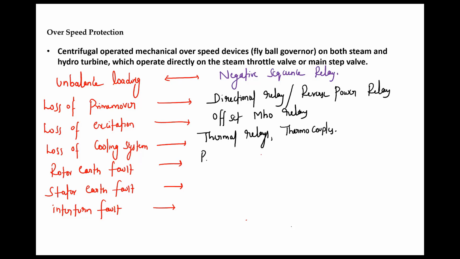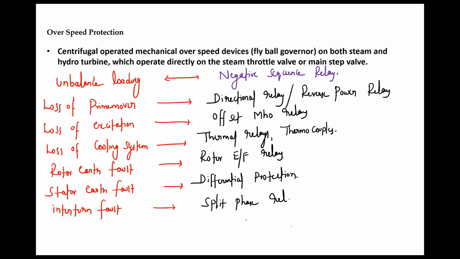Rotor earth fault relay. Stator earth fault, we use differential protection. Interturn faults, we use split phase relay. For overspeed, centrifugal operated mechanical overspeed device. So these are the different relays that we use for the protection of alternators.